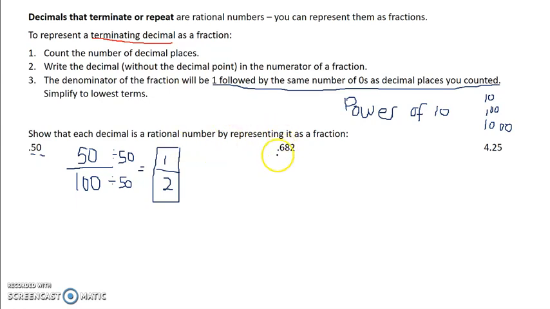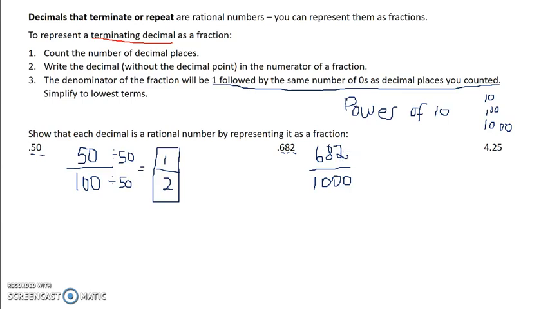Alright, so let's look at this next one. 0.682. So there are 1, 2, 3 decimal places. So I'm going to write the decimal number without the decimal point over top of 1 followed by 3 decimal places. And I don't know why I wrote 625 when it was 682. Something's wrong with me. So it's 682.